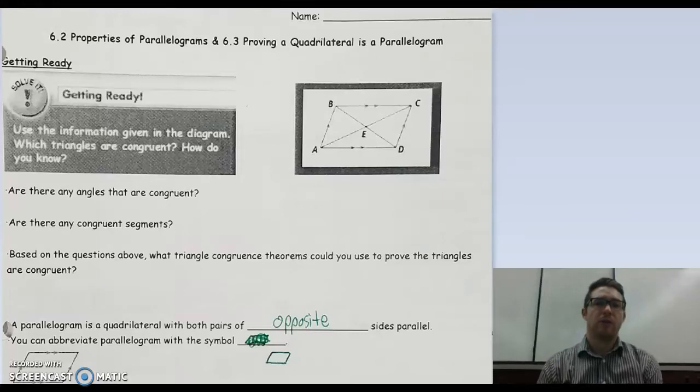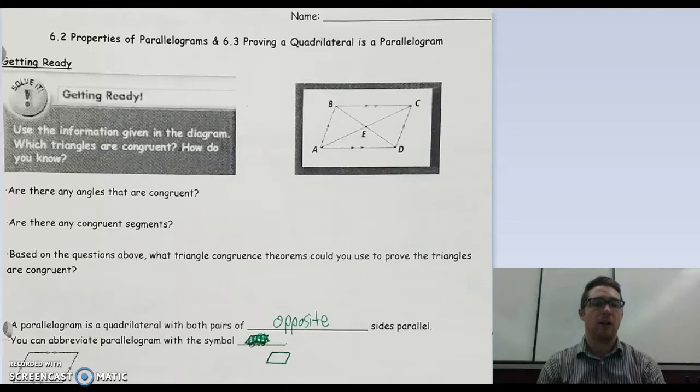So if the last chapter was mostly about triangles, what we're going to start working on in chapter 6, and a big focus, is properties and ways of proving quadrilaterals are parallelograms. So our first note that we have here: a parallelogram is any quadrilateral that has both pairs of opposite sides that are parallel. So that name comes from that.